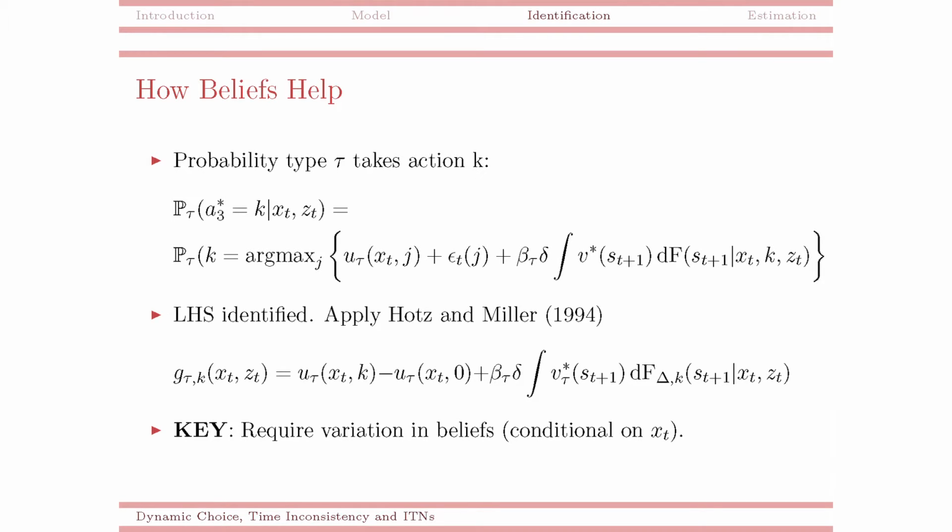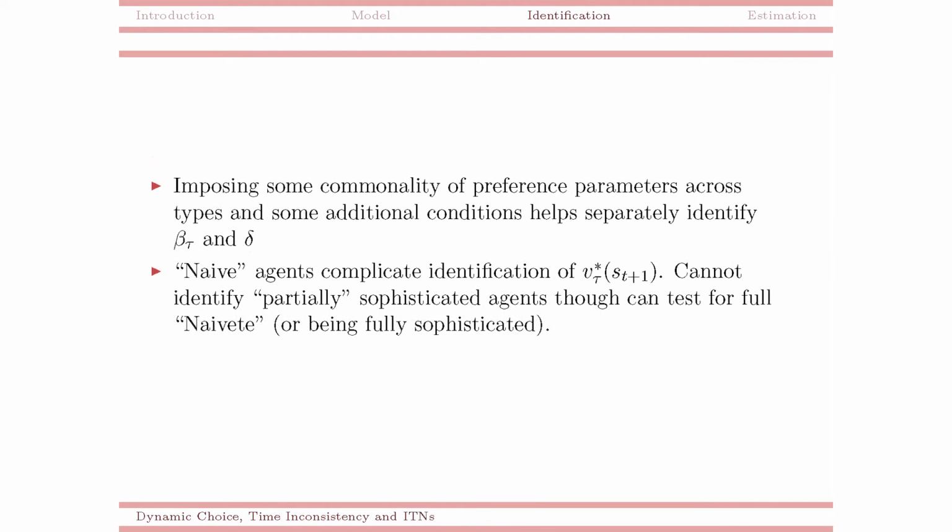The key really is that you have variation in beliefs conditional on x_t. The paper makes clear exactly what kind of variation you need. But intuitively, you can see here already that as long as you have sufficient variation in z_t conditional on x_t, you can identify the two components separately: the period 3 utility, as well as the product of the time preference parameters and the continuation value in period 4.